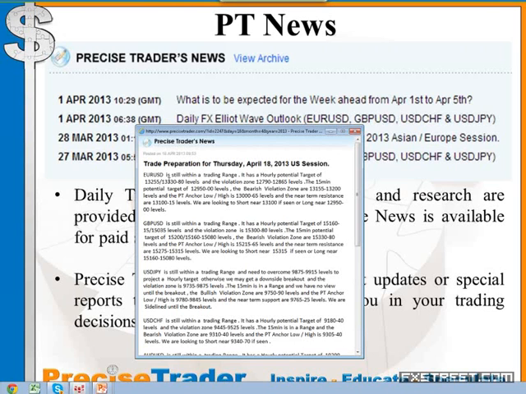So Euro is still within a trading range. It has an hourly potential target of 132.55, 133.30. Take note, this is hourly, meaning in the sense, higher time frame. And the violation zone, which is 127.90, 128.65.